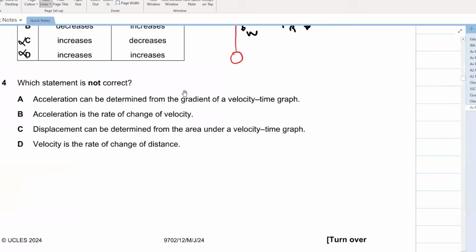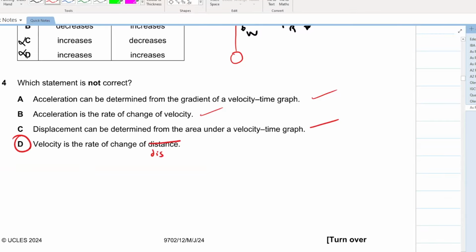Which statement is not correct? Acceleration can be determined from the gradient of the velocity time graph. Yeah, perfectly correct. Acceleration is the rate of change of velocity. Perfectly correct. Displacement can be determined from the area under the velocity time graph. Perfectly correct. Velocity is the rate of change of distance. Incorrect. This should be displacement. D is your answer.